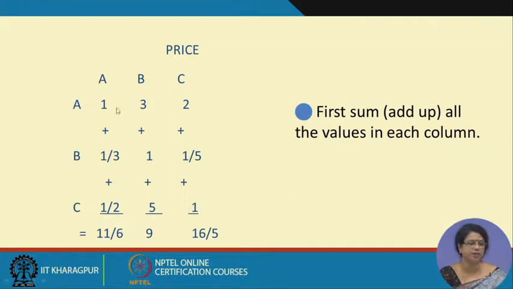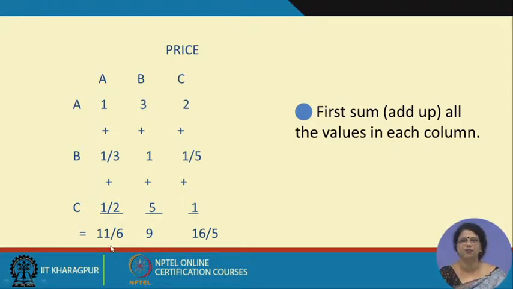What we will do? First we will make the sum of the columns. 1 plus 1 by 3 plus 1 by 2 is equal to 11 by 6. 3 plus 1 plus 5 is 9. First we add up all values in each column and put it at the bottom. Once we have it, we divide each element of that column by the column sum. That means we are normalizing.